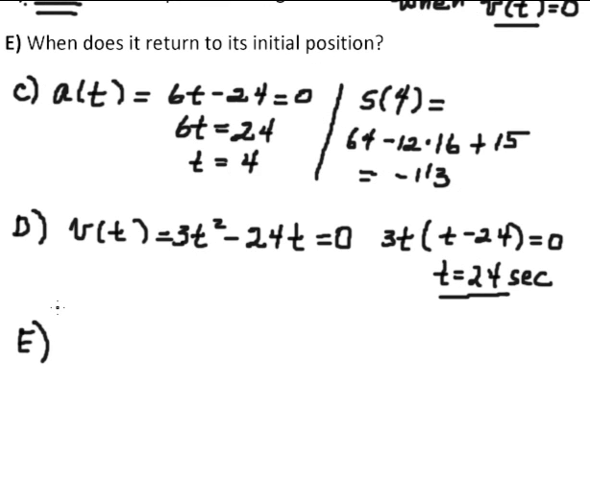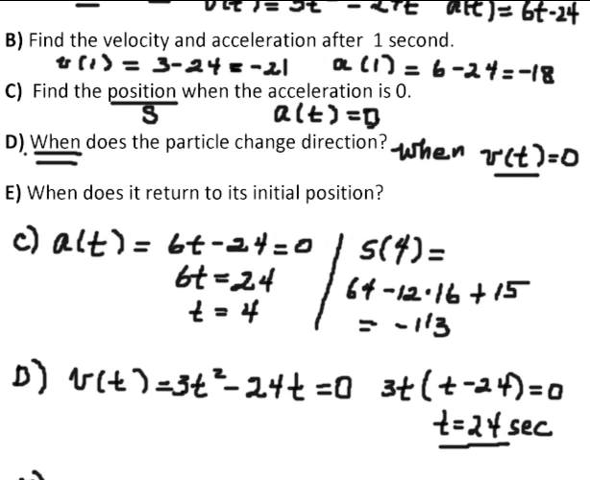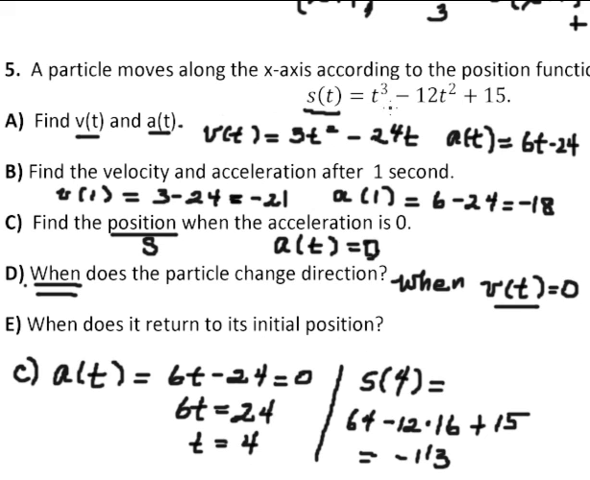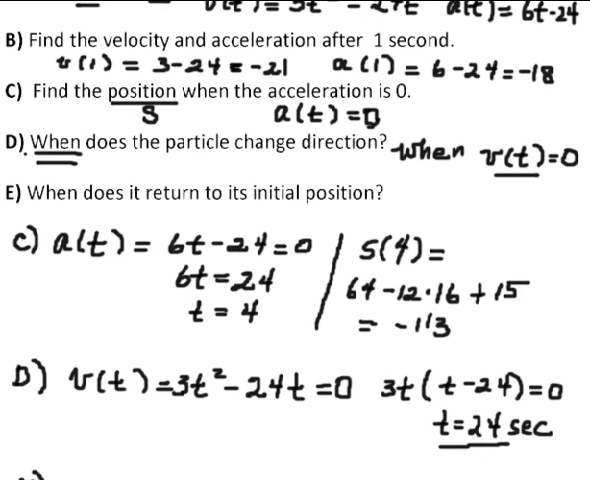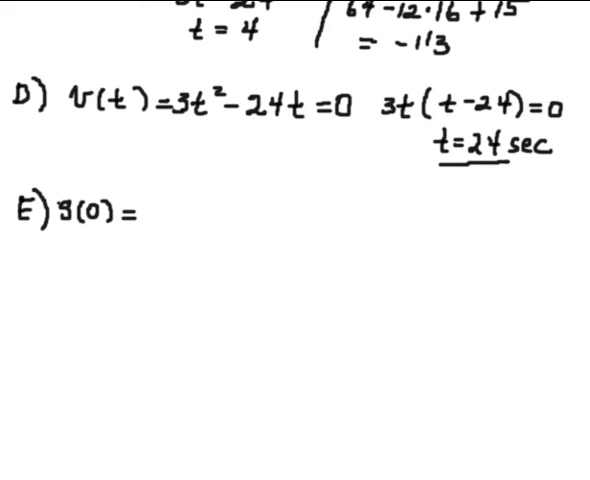Okay, in part E, we're asked, when does the particle return to its initial position? What is its initial position? Well, position is s, remember? Initial means t equals 0. So its initial position is the value of s of 0. Now let's look at s. Here's s. We substitute in 0, we get 0 minus 0 plus 15. So s of 0 is equal to 15. So that's its initial position.